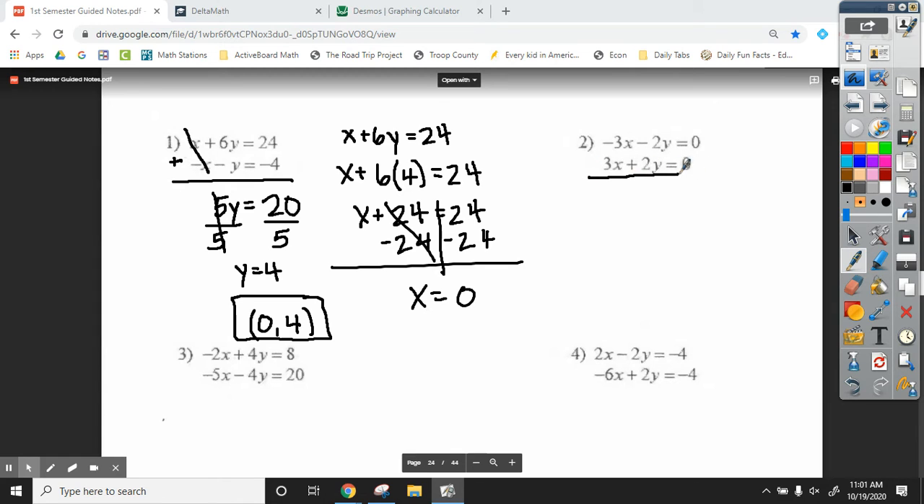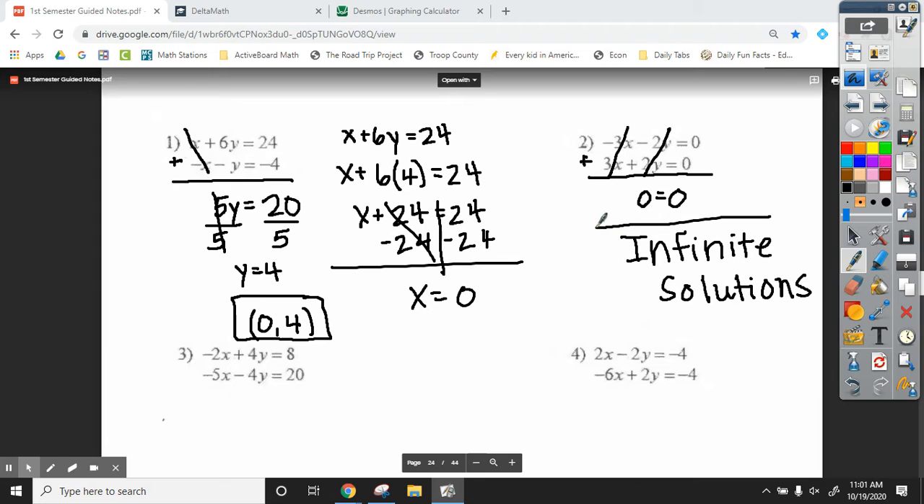For number 2, you see that these are opposites already, so we're going to add. Those cancel out, and then these also cancel out. So we get 0 equals 0. If this is true, then it's infinitely many solutions, because these would be the exact same line. So our answer would be infinite.